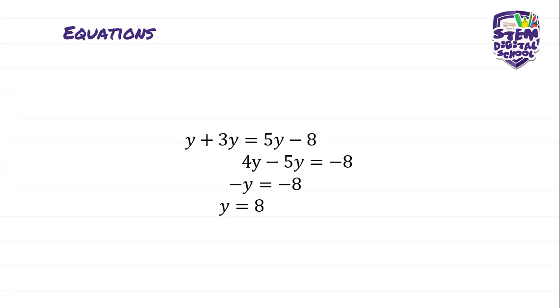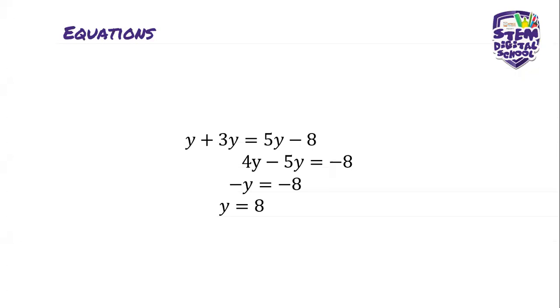And of course, the next step, before you go to the next equation, will be just to test whether your answer is correct or not. All that you need to do is just to substitute the value of 8 in this equation. And just by inspection, you can see that y is 8, so you'll have 8 plus 3 times 8. And 3 times 8 is 24, and 24 plus 8 is 32. So the left-hand side will be equal to 32.